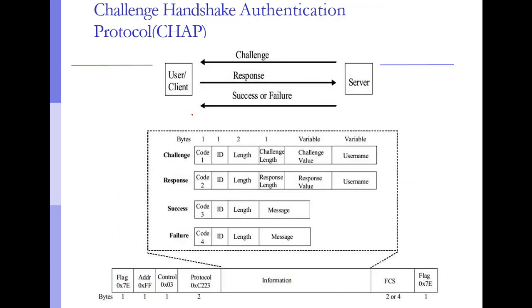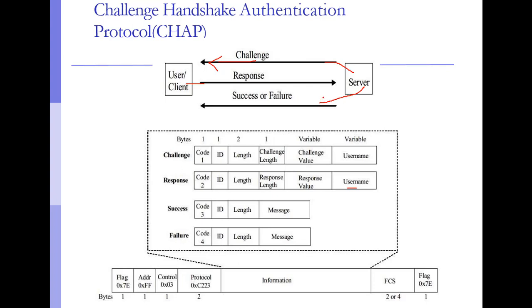The next one is the challenge handshake authentication protocol, CHAP. If a user wants to connect to a point-to-point network, the server will by default originate or start a challenge. It will start challenging the users, saying give me your credentials, give me your response, and the user will respond back with the username and the password, etc. And after that, the server will decide if this user is authenticated or not.